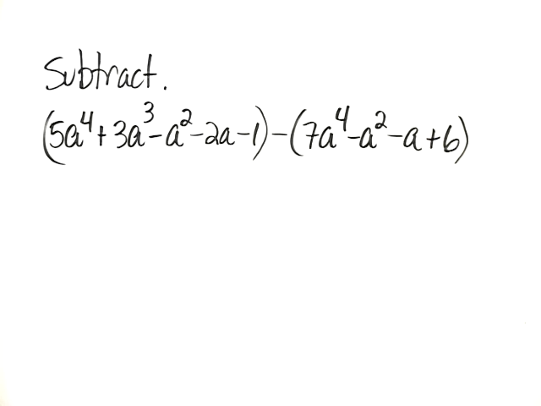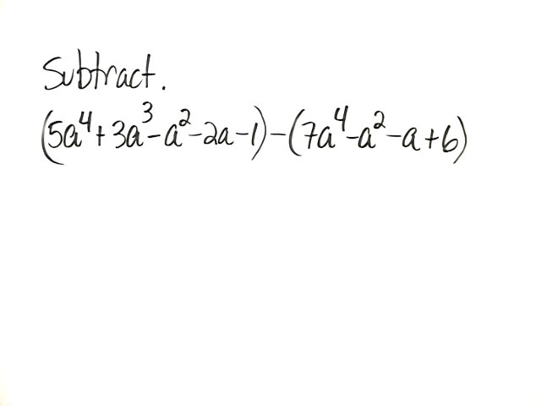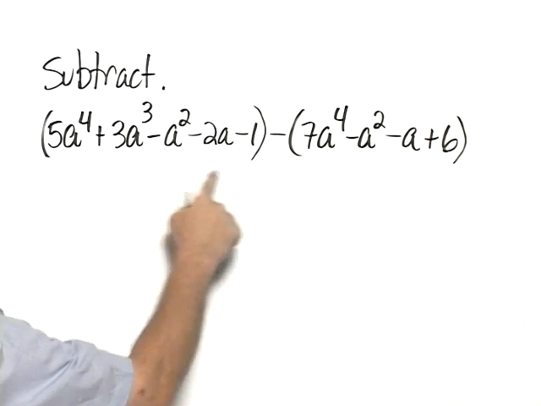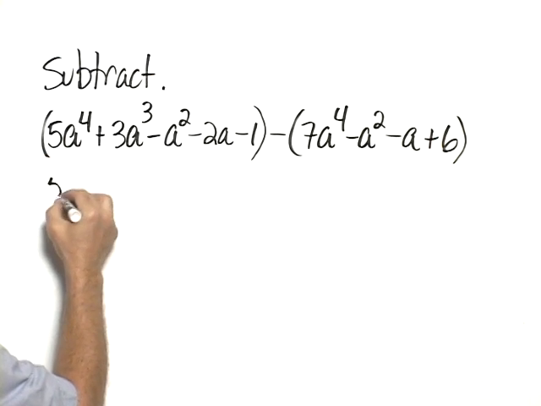Subtract 5a to the fourth plus 3a cubed minus a squared minus 2a minus 1 minus the quantity 7a to the fourth minus a squared minus a plus 6. To subtract, we're going to leave the first polynomial expression just as it is.